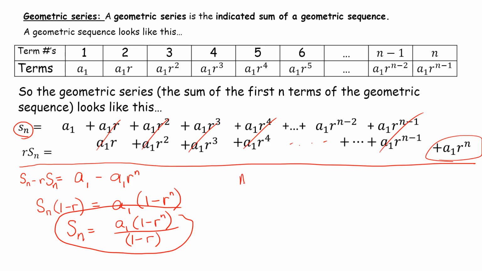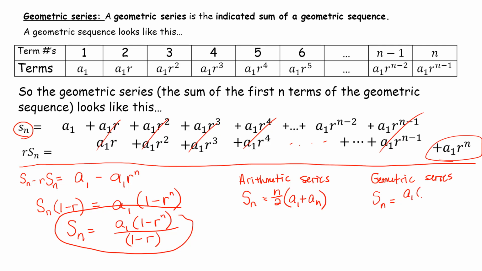So for the arithmetic series, the sum of the first n terms was n over 2 times a sub 1 plus a sub n. So that was when we did the trick where we added the first and last terms, the second and next to the last term, and so on. So that's the formula to add up the first n terms of an arithmetic series. For a geometric series, it's what we just found. So the sum of the first n terms of a geometric series is equal to the first term times 1 minus the common ratio raised to the n power over 1 minus the common ratio.